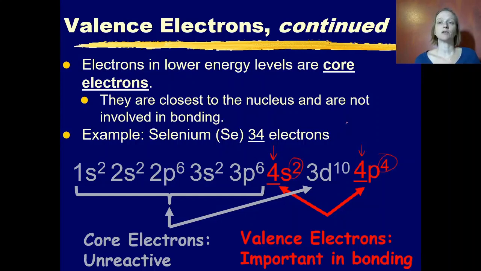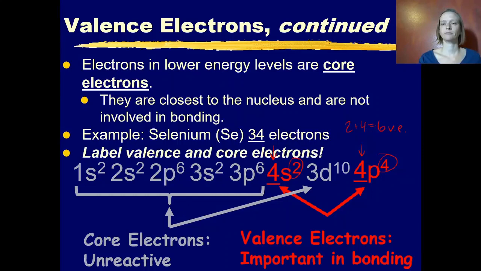Selenium has 2 plus 4 equals 6 valence electrons. All of these other electrons are considered core electrons and they are not reactive. So we have 28 core electrons, unreactive electrons. Be sure you label those valence electrons and core electrons in your notes.